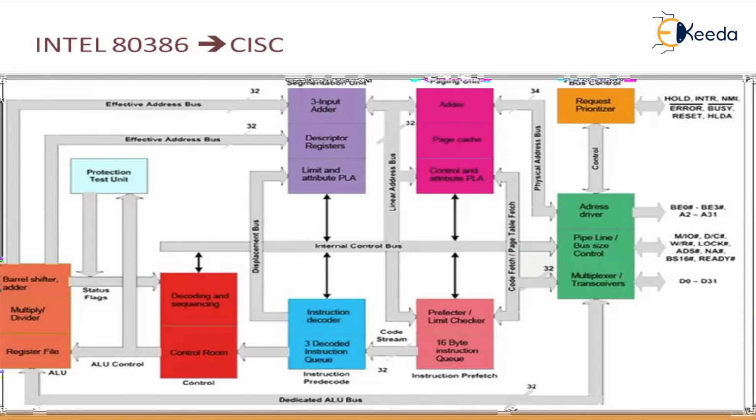For controlling this overall operation, you have dedicated ALU buses. ALU buses are the arithmetic logic unit buses, which are directly connected to the register files and multiplexer and transceivers.